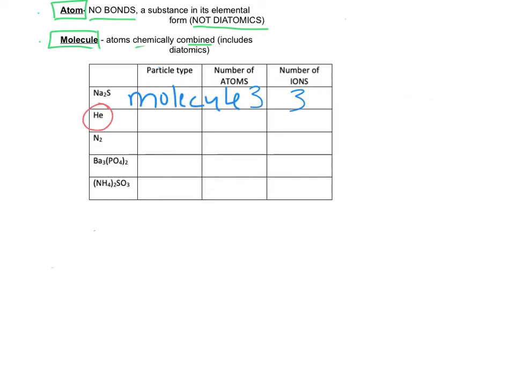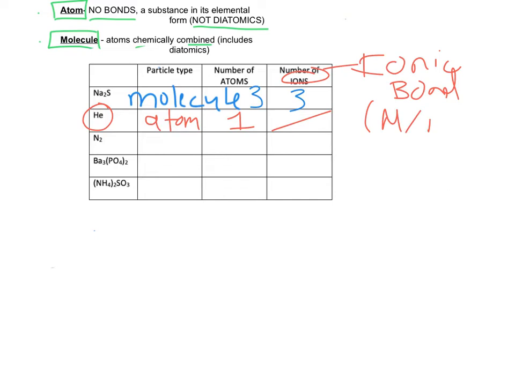Helium. So that particle type is an atom. It's not in a bond with anybody else. There is only 1 helium atom, and helium is not an ion. Remember, to be an ion, it first has to be an ionic bond, which is between a metal and a non-metal, typically something positive and negative.